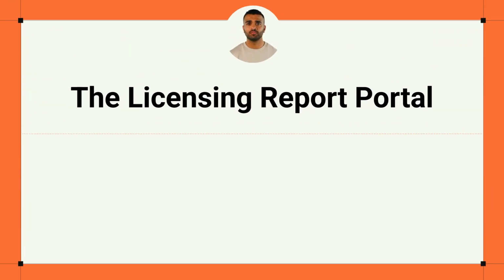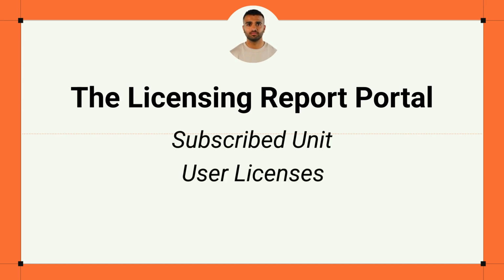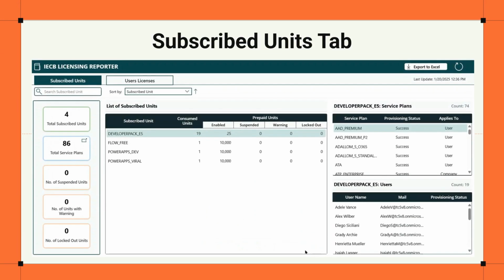The Licensing Report Portal is built on a Power App canvas and features two main tabs: Subscribed Units and User Licenses. In the Subscribed Units tab, you'll find the list of subscribed units. This table displays all Microsoft subscribed units within your organization, showing the number of consumed and prepaid units categorized by their status: enabled, suspended, warning, and locked out.